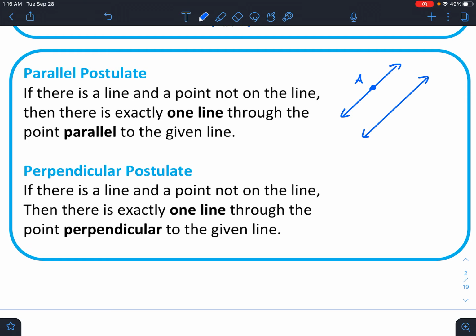And then the perpendicular postulate says that if there's a line and a point not on the line, so call this point B, then there's exactly one line that goes through the point that's perpendicular. There's only one way to draw that line, kind of like that. It has that relationship.